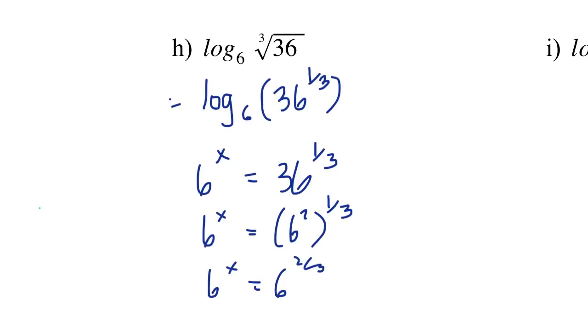And then just by inspection, I know that x has to equal 2/3, right? Those exponents have to be the same for this whole equation to be true. So essentially, x has to equal 2/3. Okay, so that strategy, remember, is called finding the common base and then using inspection to solve for the variable.